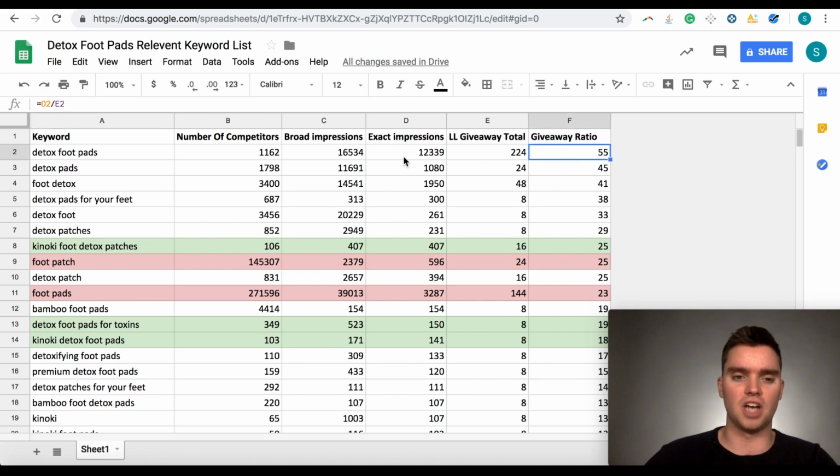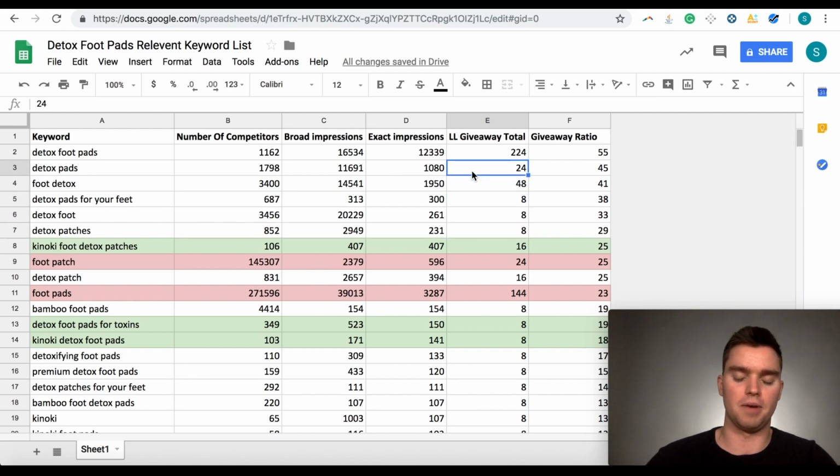Obviously, you don't want to rank for anything in red. And number two, you want to go down the list, because for every one giveaway for this keyword, you get 55 searches, right? 55 impressions, at least based on our ratio. This is an estimate, but it's still very accurate. So this is going to get you the most bang for your giveaway. But you also do have to give 224 giveaways, which is quite a lot. You don't have to highlight this in red, but for me, 224, that's a lot. The next is 24, 48, 8, 8, 8, fairly low.